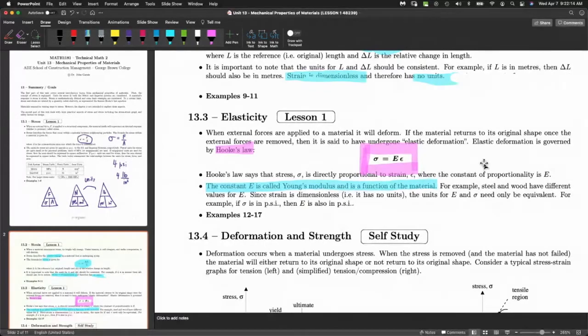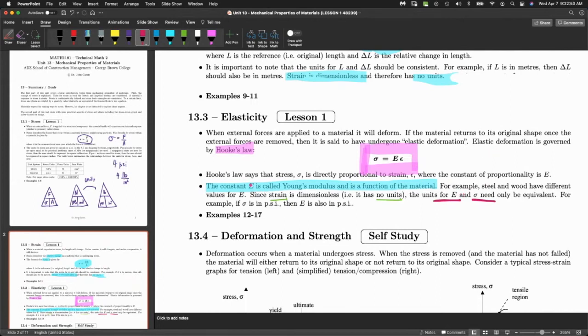Let's talk about the units. What are the units for this? What are the units for E? For strain, sorry, epsilon. Nothing. That's right. Strain has no units. See? Strain has no units. So that means that the units for stress and for that value E, which I'll discuss in a second, they're equivalent.